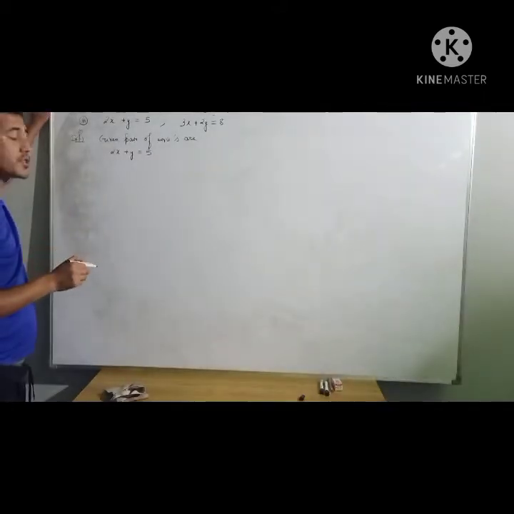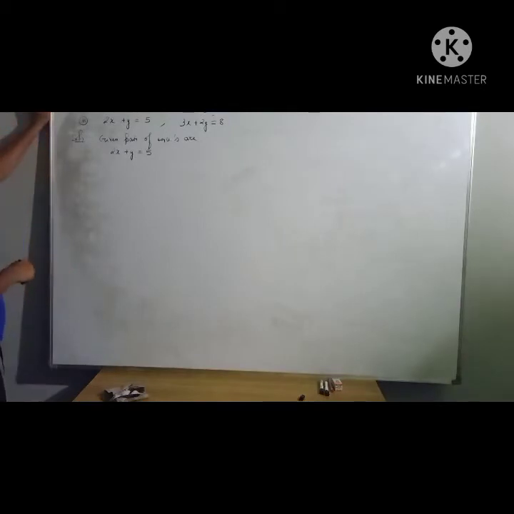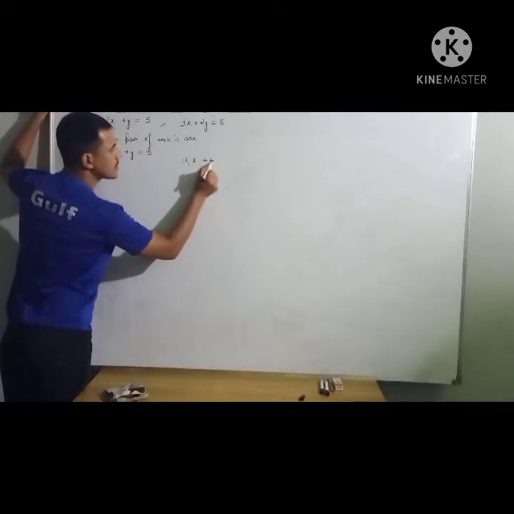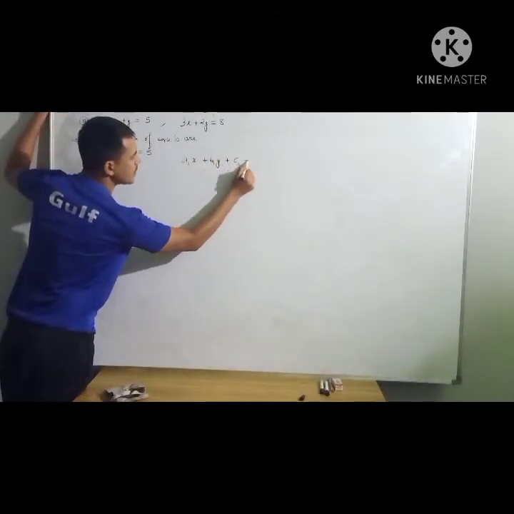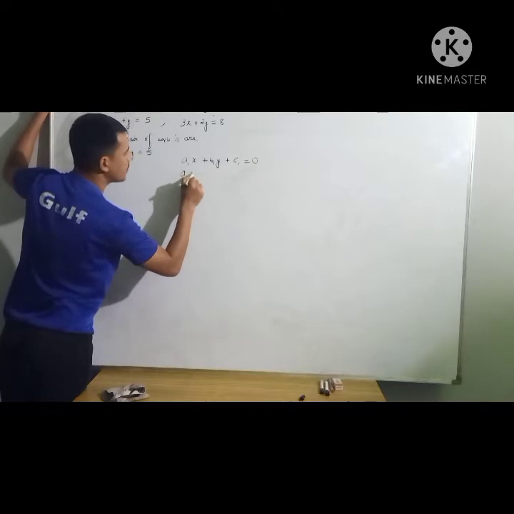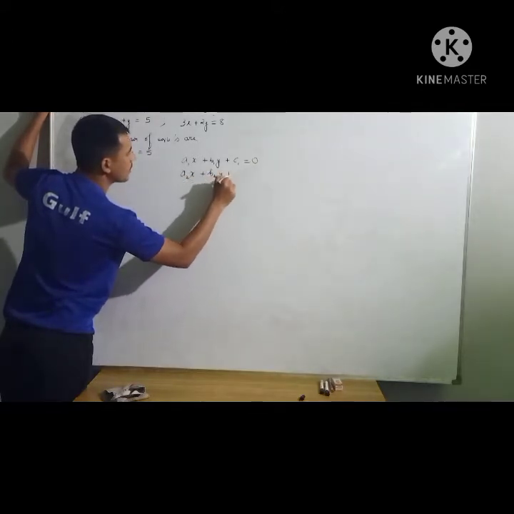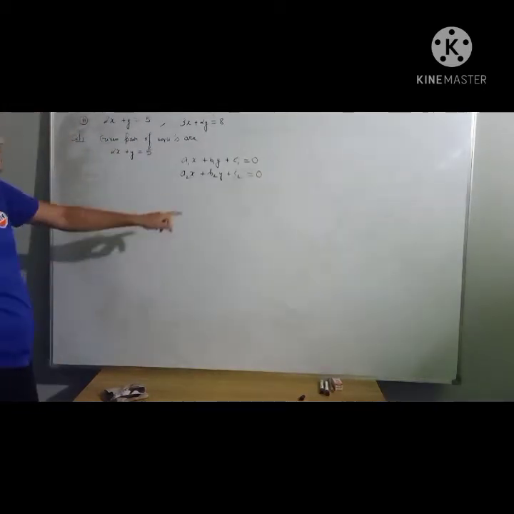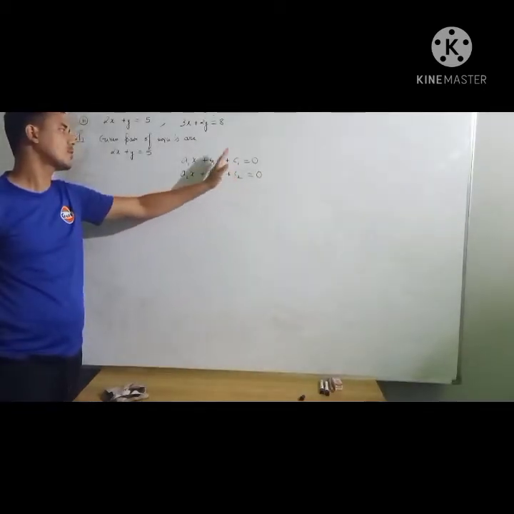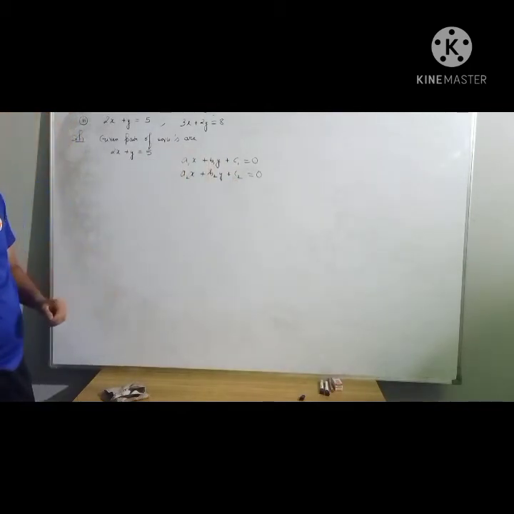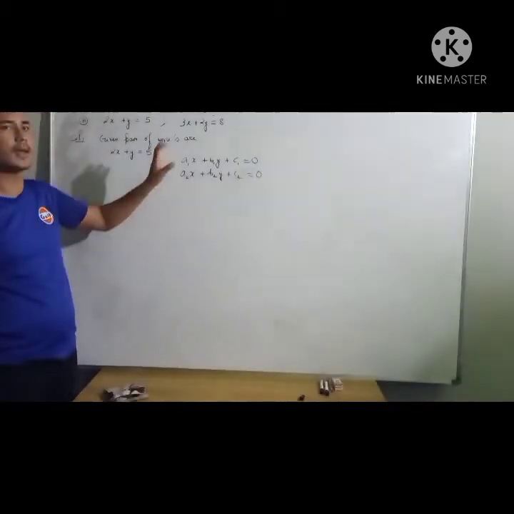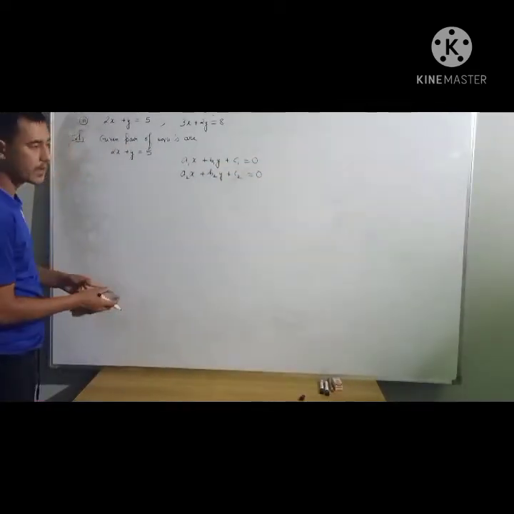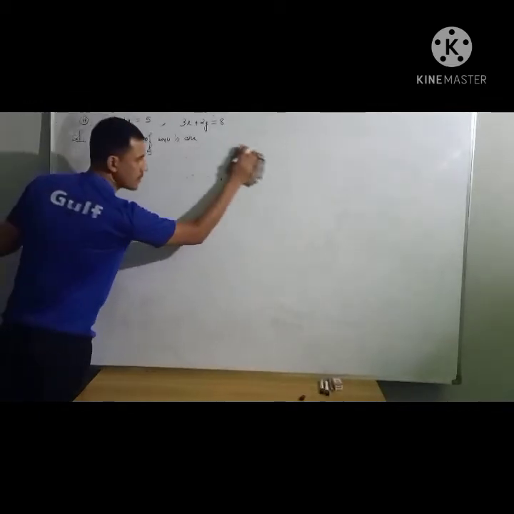We know that the general form of a pair of linear equations in two variables is a1x plus b1y plus c1 equal to 0, a2x plus b2y plus c2 equal to 0. Here we see that both the constant terms c1 and c2 are on the same side as the terms containing x and y. And on the right hand side we have 0, so we have to arrange the given equations accordingly.